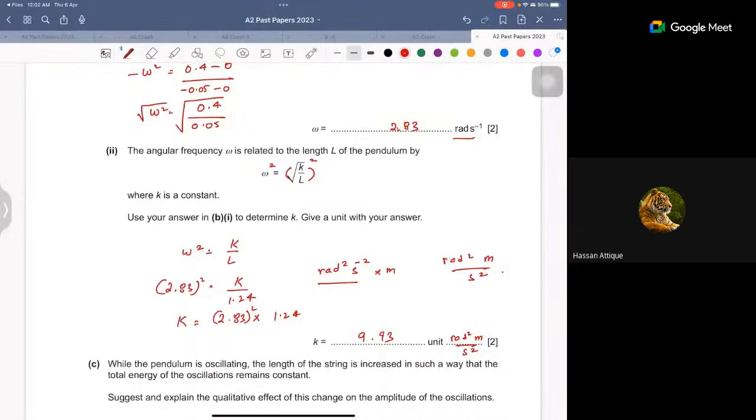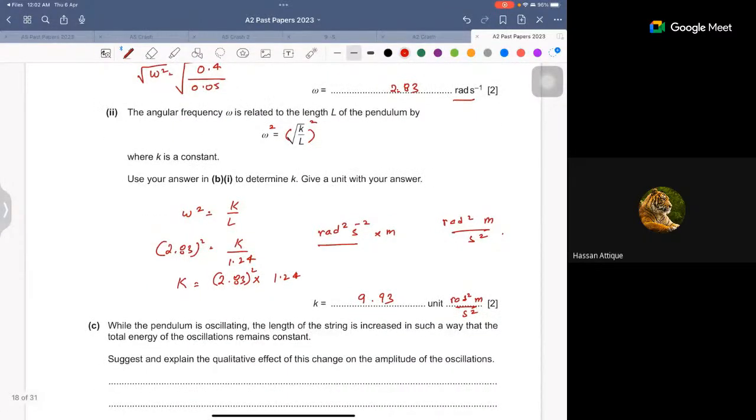But why would they give you this? This is a value that comes from this k over L, where k is the constant. Okay, fair enough.